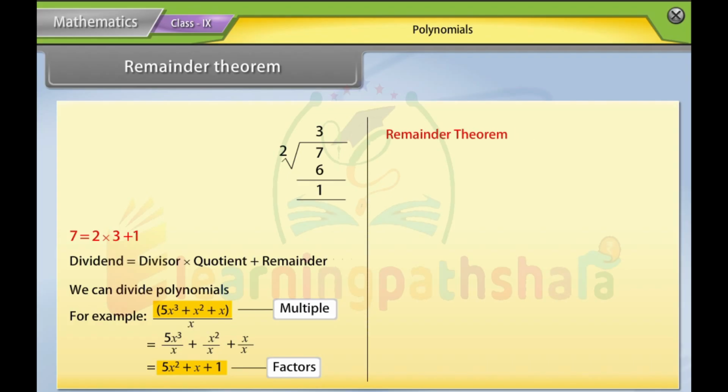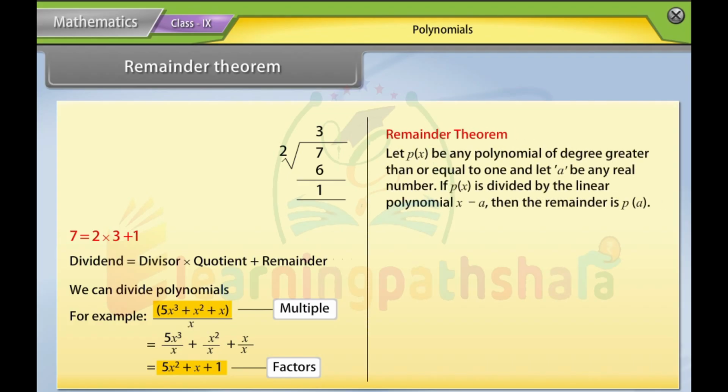Let's now see what remainder theorem says. Let P(x) be any polynomial of degree greater than or equal to 1 and let a be any real number. If P(x) is divided by the linear polynomial x minus a, then the remainder is P(a). This is known as remainder theorem.